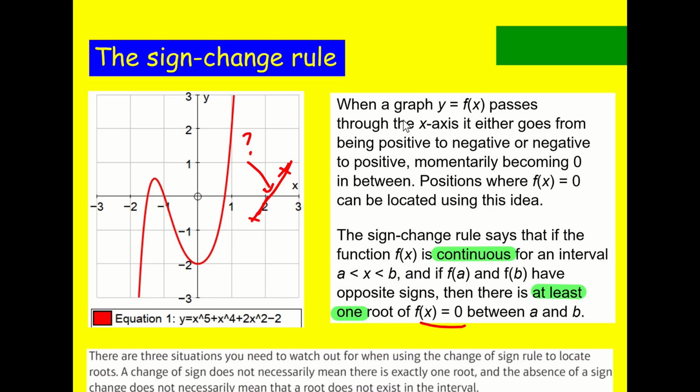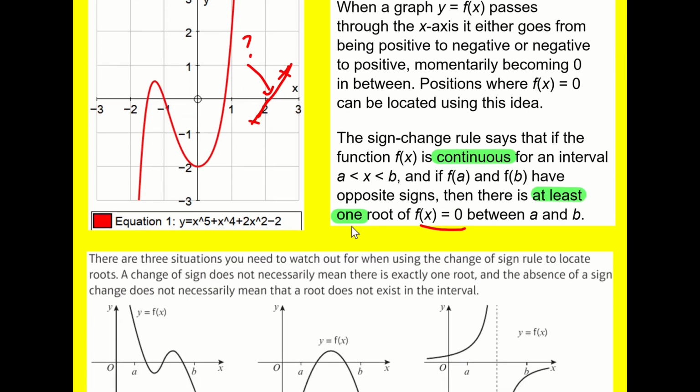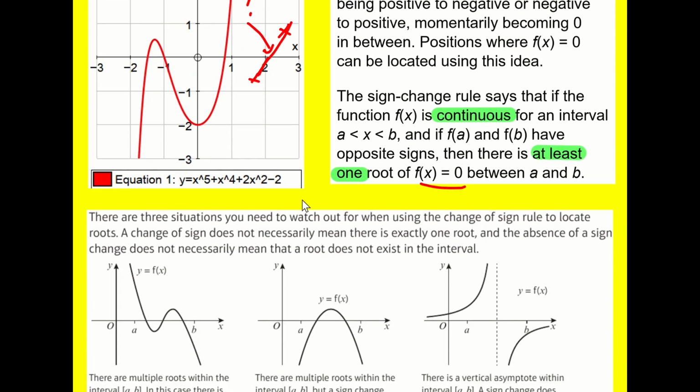It's not particularly difficult to understand, but it's quite powerful at trying to find solutions to things. So when a graph passes through the x-axis, it either goes from positive to negative or negative to positive, and we can use the sign change rule to find these roots. There are a few things we need to be careful of, however, and these are the things I've highlighted in green.